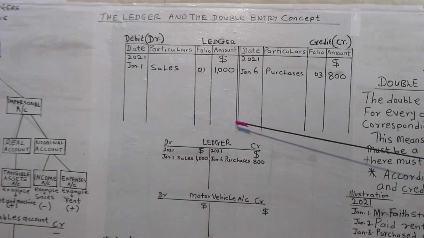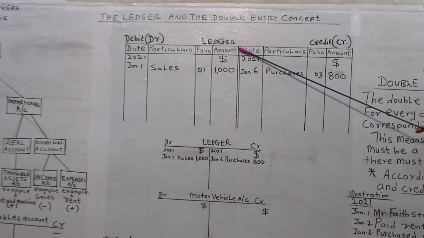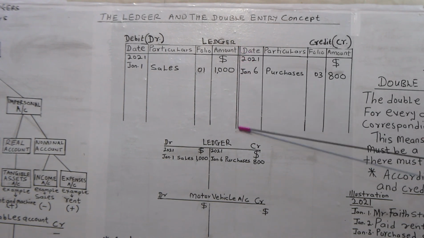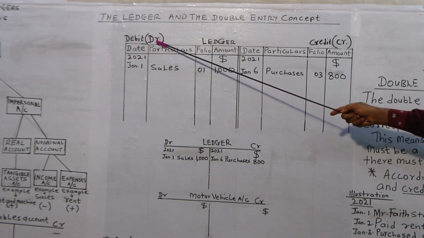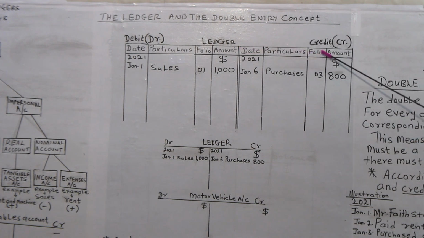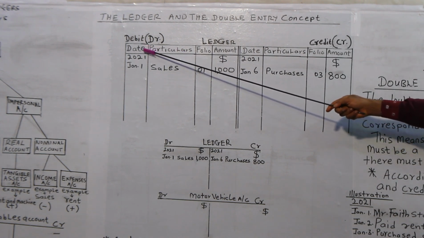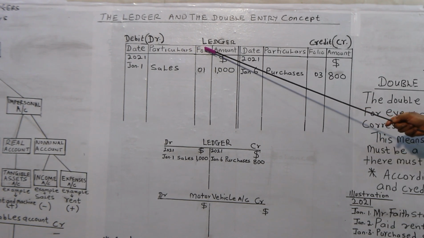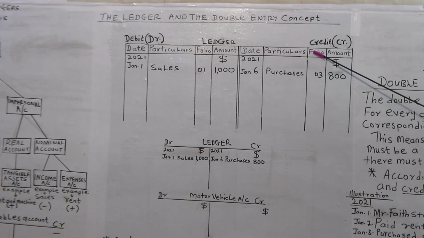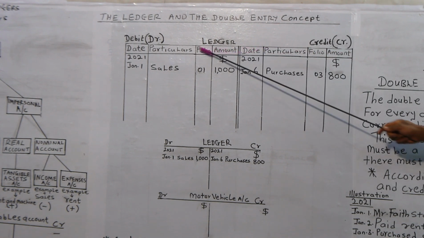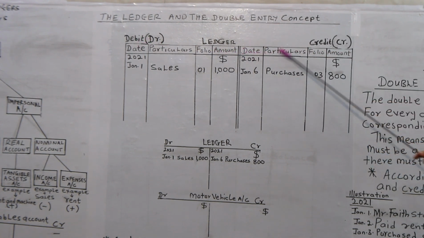Now, looking at the ruling of the ledger, you can see it is divided into two parts with a double line. You can also use a single line to divide it. The left side is called the debit, abbreviated DR, while from here to here, the right side is called the credit, abbreviated CR. We have the rulings: date, particulars, folio, amount. You repeat again: date, particulars, folio, amount. The same heading at the left side is the same at the right side.